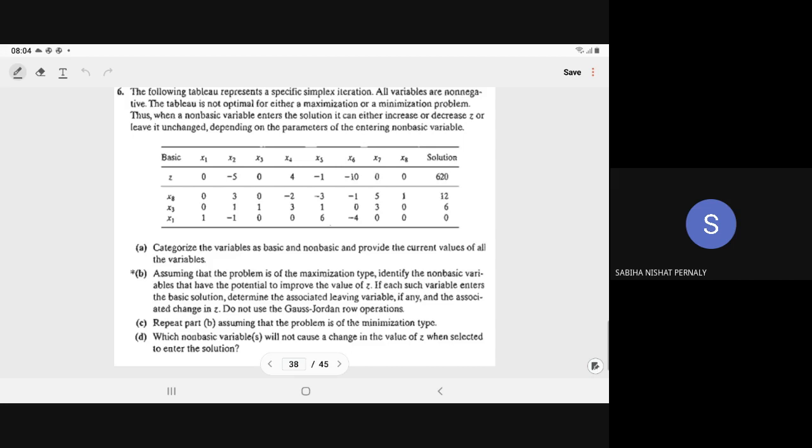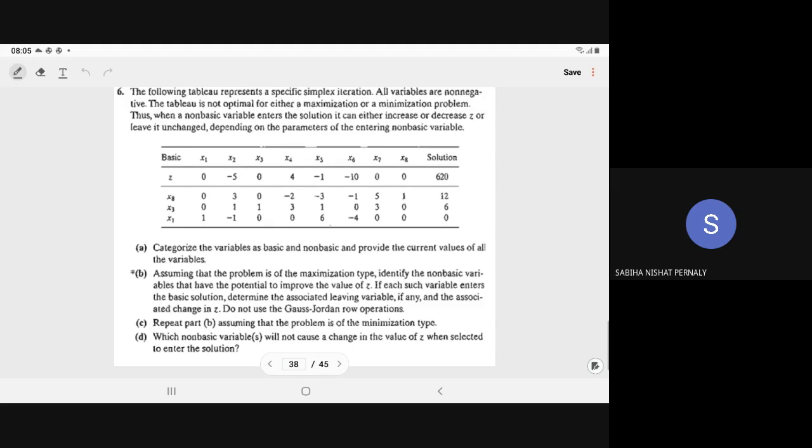Thus, when a non-basic variable enters the solution, it can either increase or decrease z. Depending on the non-basic variable which is the entering variable, if it is a maximization problem, then that variable has the capacity to increase the value of z. If it is a minimization problem, then that variable has the capacity to decrease the value of z or leave it unchanged, depending on the parameters of the entering non-basic variable. So now, this is the table. Categorize the variables as basic variable, non-basic variable, and provide the current value of all the variables.